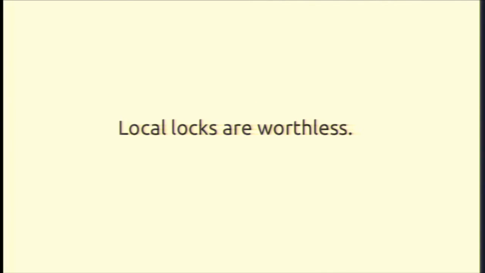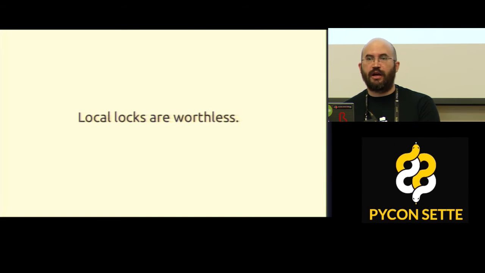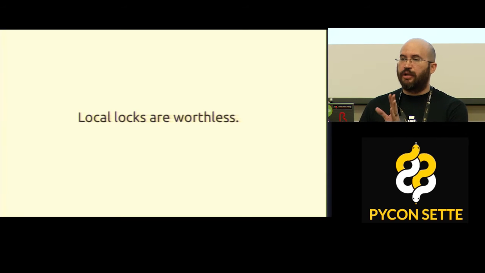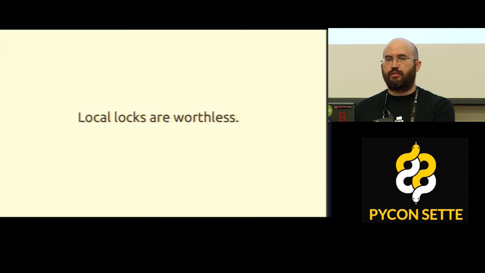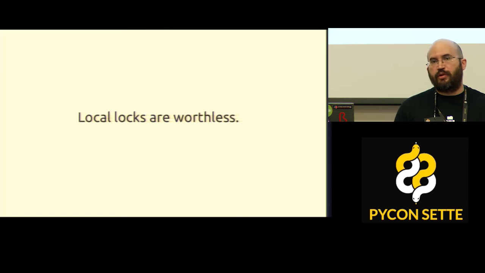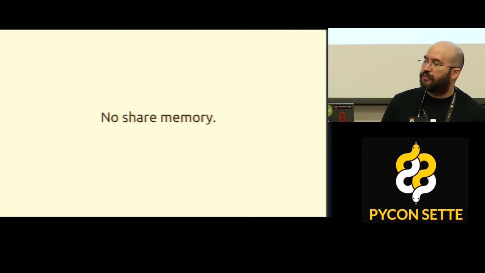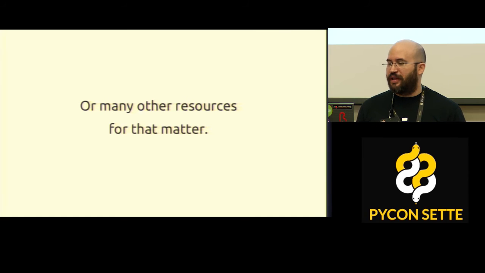So when you're working with distributed task queuing, a local file lock is completely worthless. I was able to obtain a file lock using Python's file lock mechanism, but that lock will tell only this computer that this resource was locked. The workers are working maybe in another computer and they don't have access to that lock, so they don't know that they're not supposed to touch this resource. So we need a distributed locking system because we don't have shared memory, we don't have shared disks, or any real other resource for that matter.